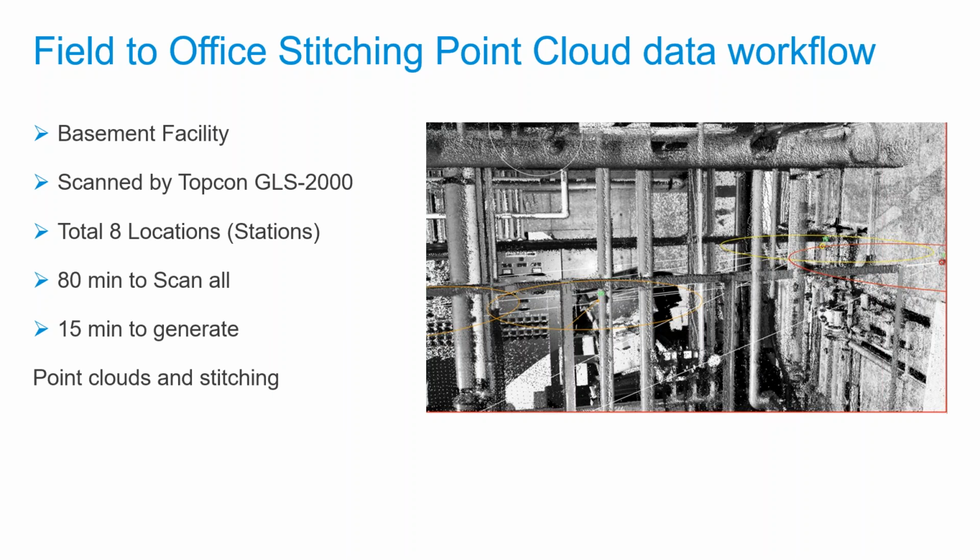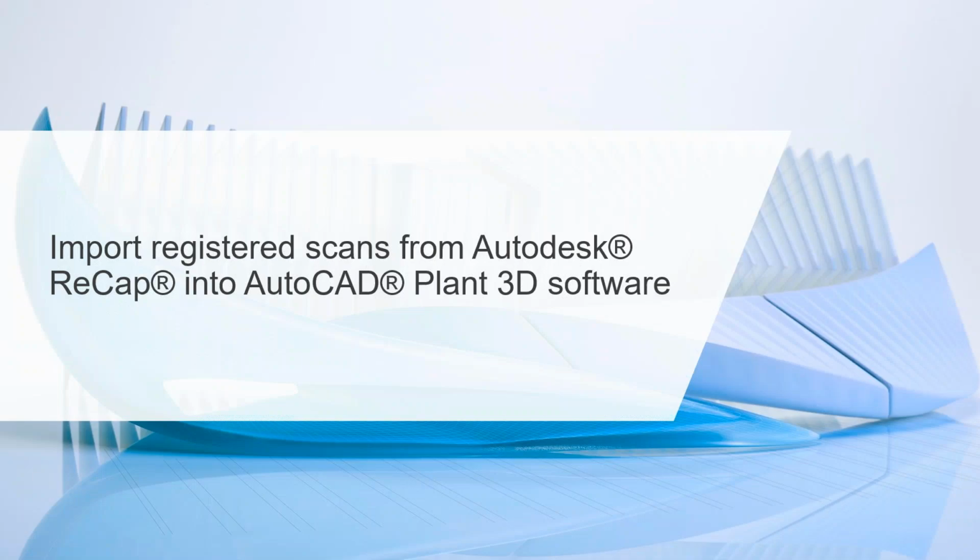The scanning took 80 minutes, but converting these scanned images and stitching the point cloud data took almost 15 minutes to generate this information in ReCap. So depending upon the number of scans and the amount of data, you could do this field to office stitching very easily by using the point cloud data workflow. Let's talk about the process.